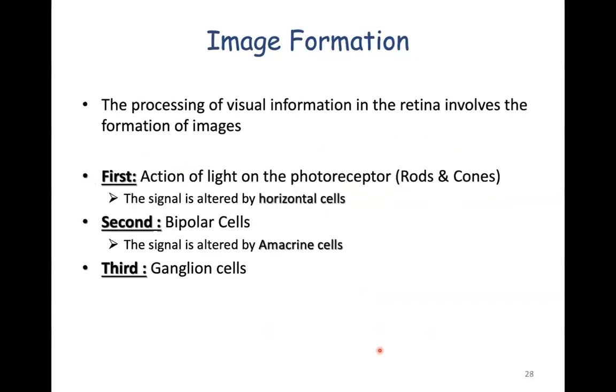Okay. Now coming to image formation. The processing of visual information in the retina involves the formation of images. First, you have light that falls on the photoreceptors, the rods and cones. This signal is altered by horizontal cells.